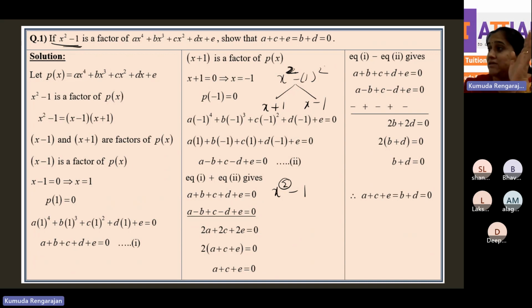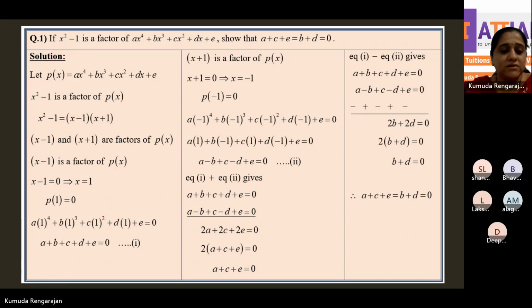The dividend can be anything, any power. But the power of x in the divisor should be 1. It should be linear, so you factorize it. So the divisor is x square minus 1, which is like a square minus b square. Factorize it: a plus b into a minus b.